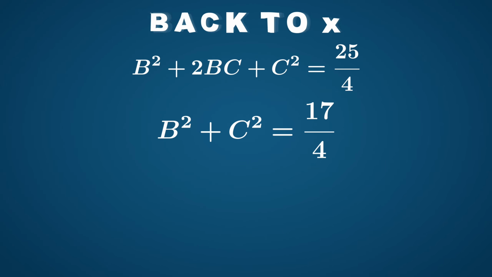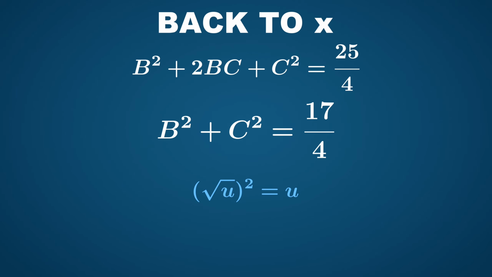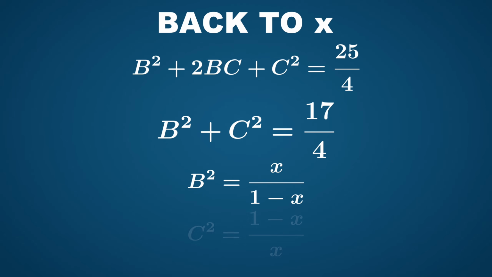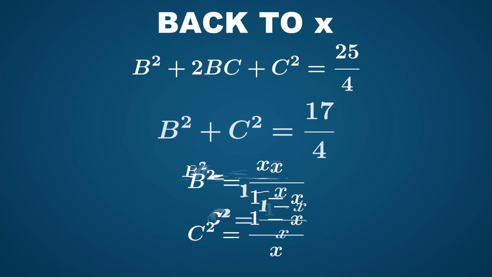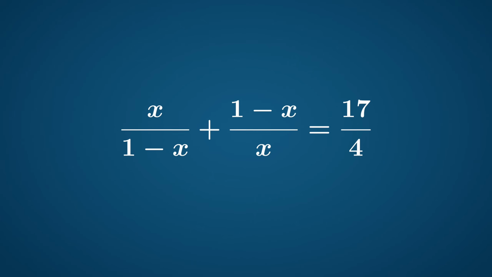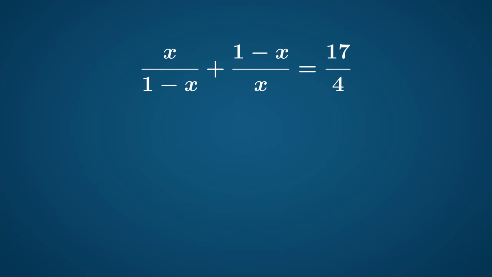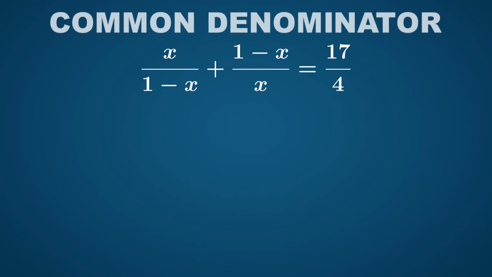Now we translate b squared and c squared back into x language. Squaring a square root just returns the fraction inside. So b squared is x over 1 minus x, with no root anymore. And c squared is 1 minus x over x, also with no root. Our equation is x over 1 minus x, plus 1 minus x over x, equals 17 over 4. To add two fractions, we need a common denominator. The natural choice is x times 1 minus x. Both original denominators divide evenly into that product.